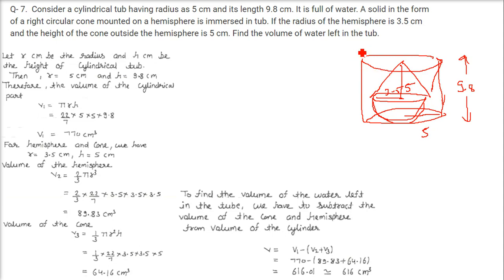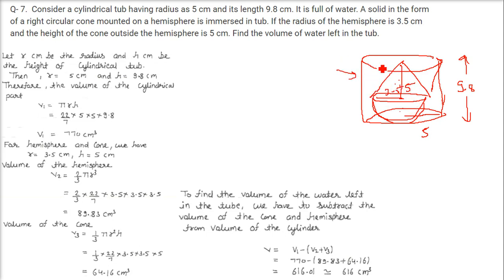When this object is placed in this cylinder, the water will come out, and the water that comes out will be equal to the volume of the submerged object of cone and hemisphere. So we'll find the combined volume of these two, and the cylinder's volume. The cylinder has some water. When this object's volume is subtracted from the cylinder's volume, that will be the volume of the water left. I hope you got the idea.